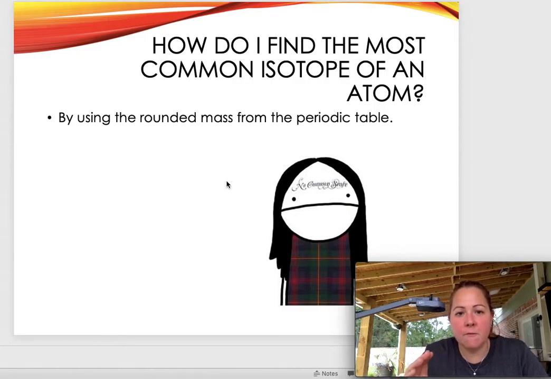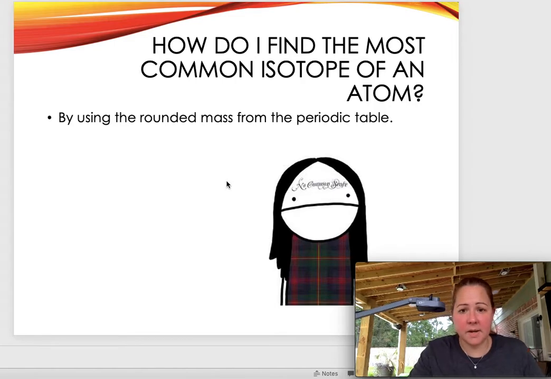So when we're looking for the most common isotope, we're going to look at the periodic table. The mass on the periodic table is an average of all the known isotopes. It's actually a weighted average that we're going to calculate in a little bit. So for the most common isotope, we take the mass from the periodic table and round it to the nearest whole number. That's going to give us the most common variety of that element.